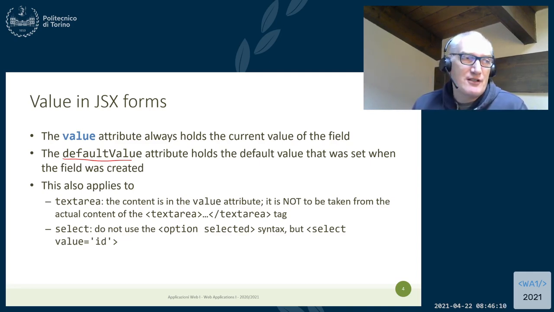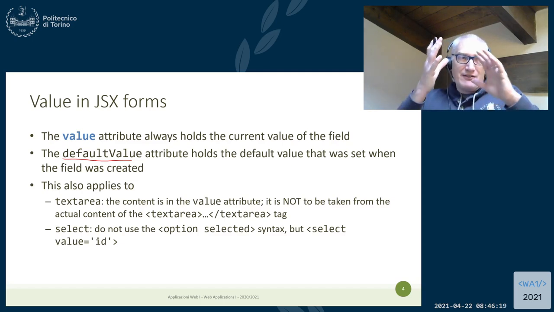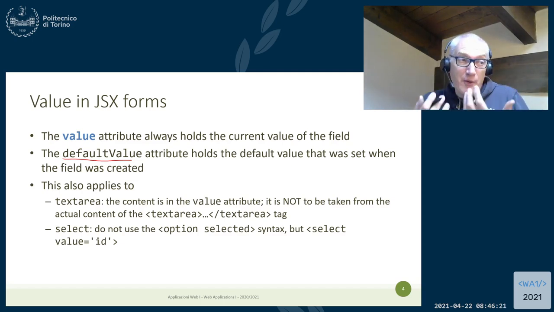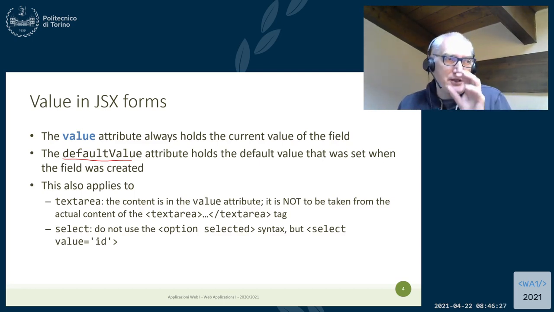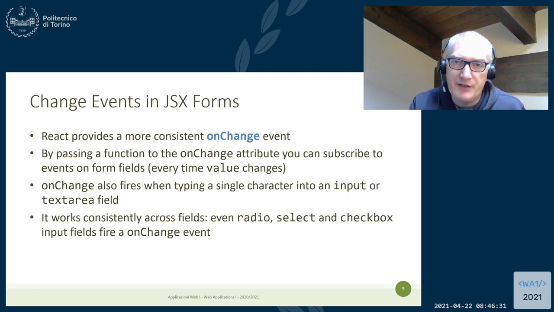Also, strange controls like the text area and the select use this convention. So if you look at the HTML documentation, you will see a different way of getting the content of the text area. For example, it's the inner text. But in React, we still and always use value. So it's all very uniform.